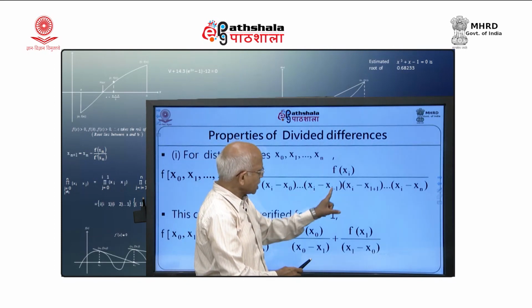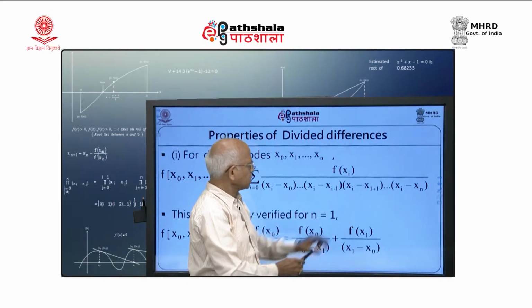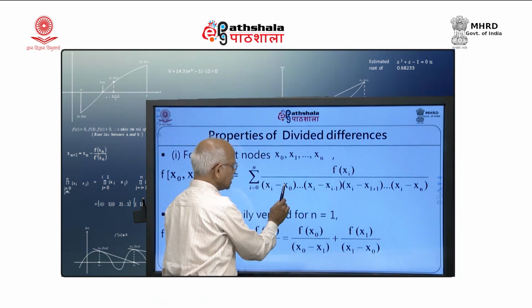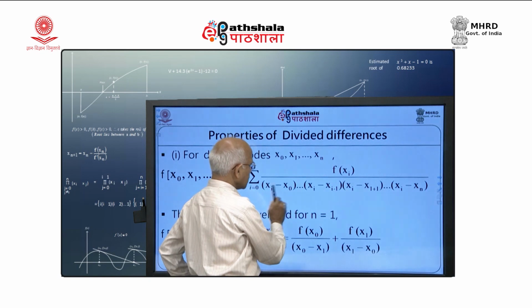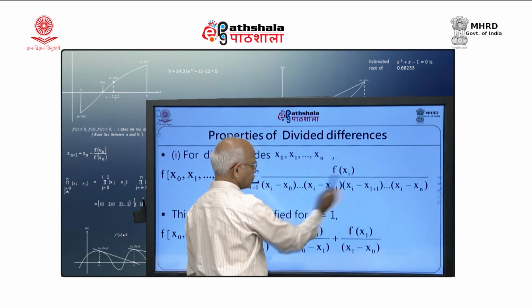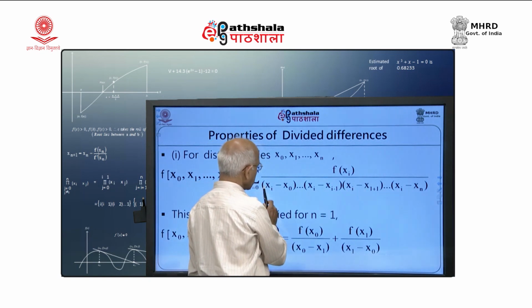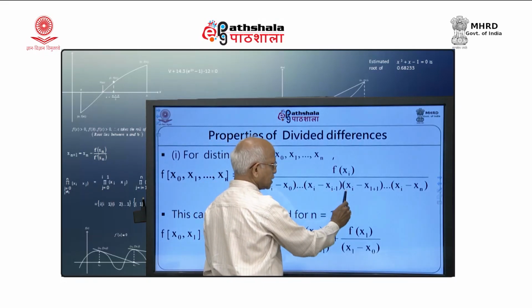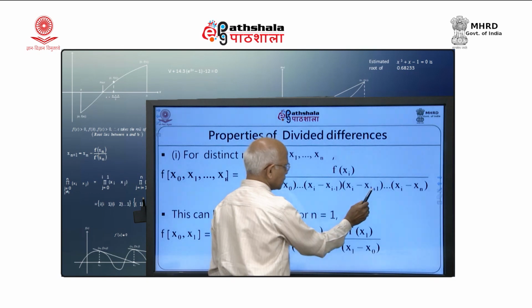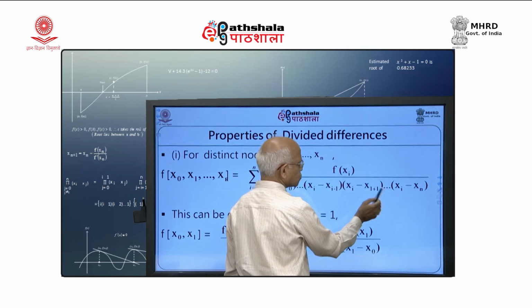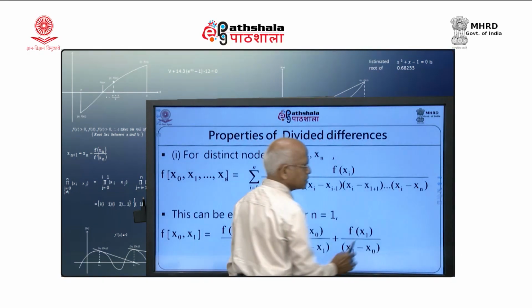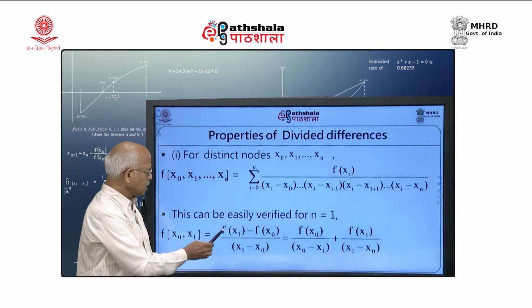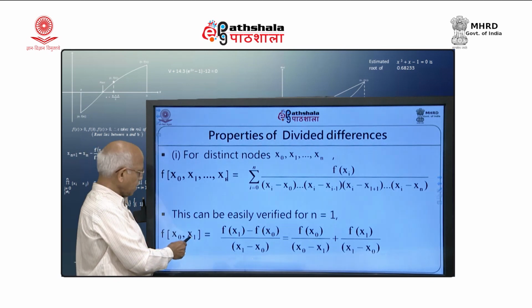when there is x i here, x i minus x i will not be appearing here, x i will appear here, f x i, and then all the remaining nodes we can subtract, and you can have different factors like that. I will be getting x i minus x 0 up to x i minus x i minus 1, then x i minus x i plus 1, this should be i plus 1, not 1 plus 1, and x i minus x n. So, that is how we will be getting this, and this can be easily verified for n equal to 1.